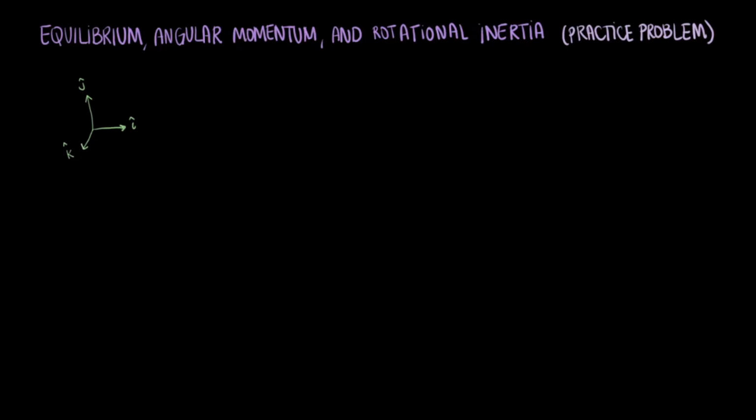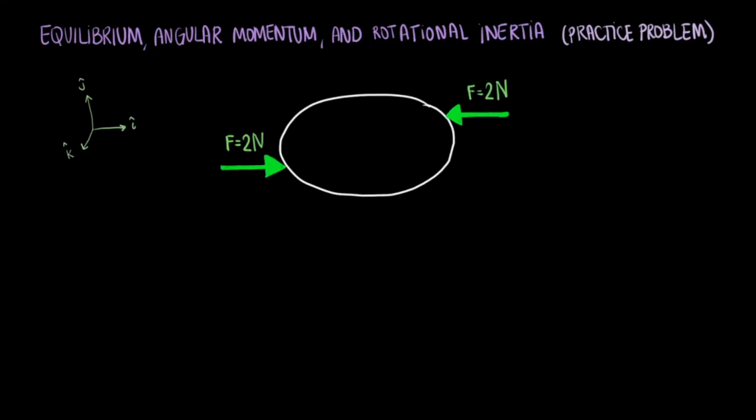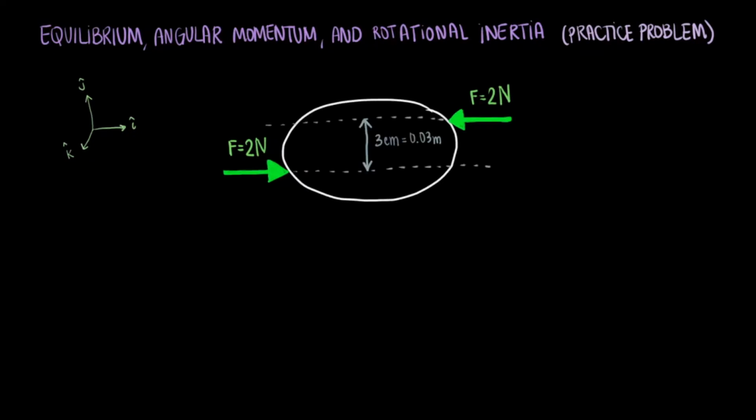In this practice problem, we will explore the concept of static equilibrium and work on finding the angular momentum and the rotational inertia for a body. Picture a general body. There are two equal and opposite forces acting on this body along different lines of action. Let's have their lines of action be 3 centimeters apart. Does that remind you of anything?